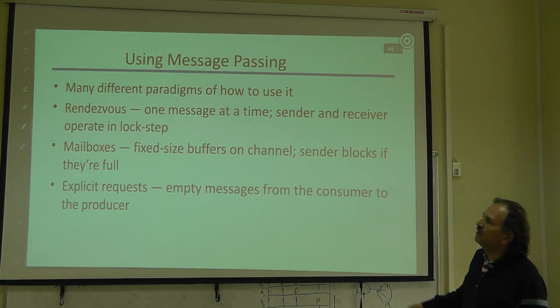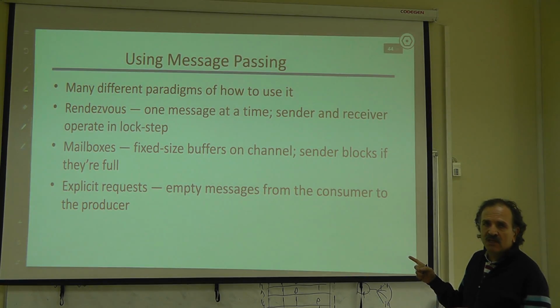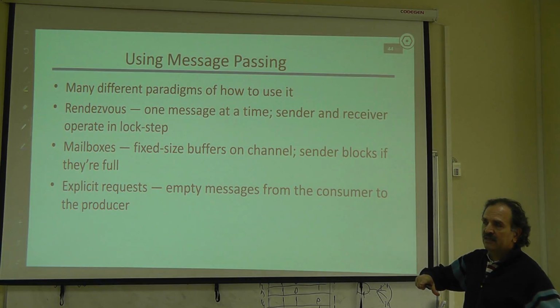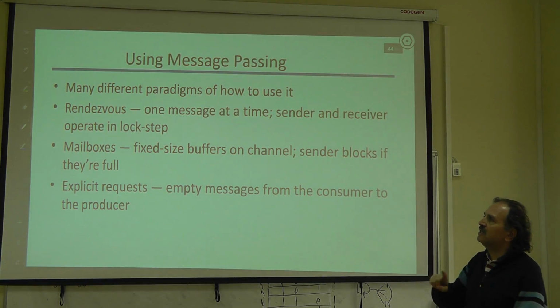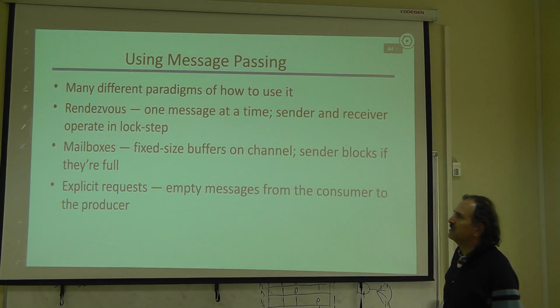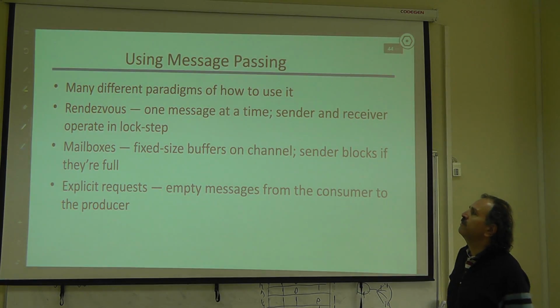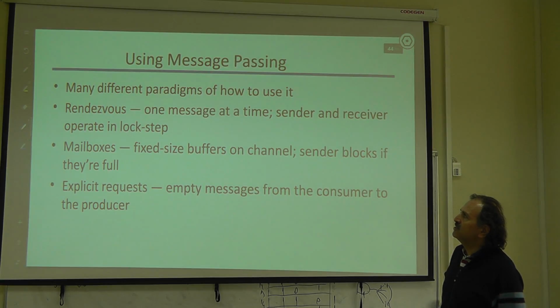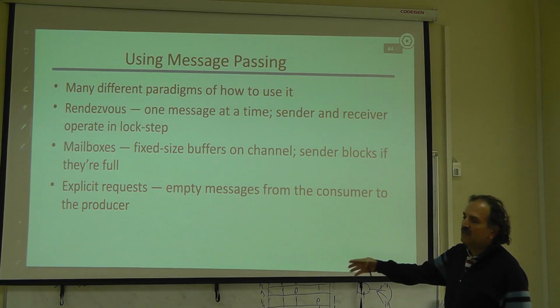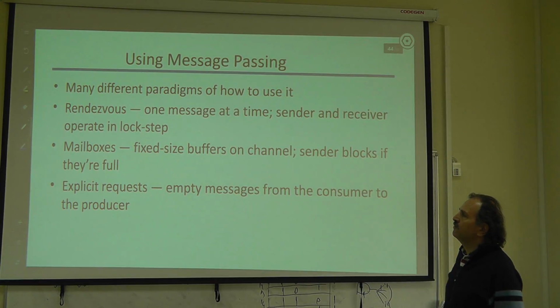One way is the rendezvous, one message at a time. Sender and receiver operate in lockstep. It's like strict alternation. Remember strict alternation? Only one process can use the critical section, and next it's the other process's turn. They take turns in using the critical section. In the rendezvous kind of scenarios, one message at a time, sender and receiver operate in lockstep. You send it, receiver receives. You send it, receiver receives, and it's a rendezvous kind of lockstep.